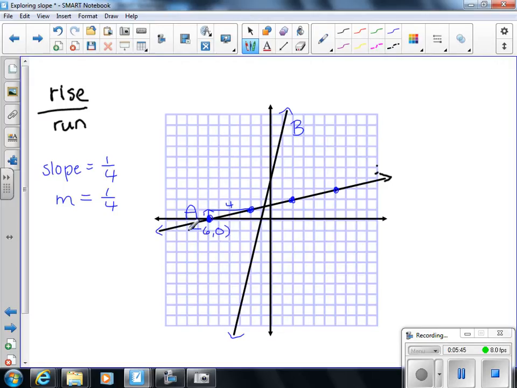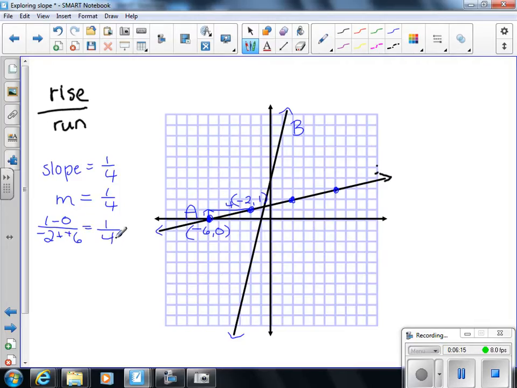-6, 0. And what's this one? -2, 1. Okay, so let's find the change in y. Which ones are my y's? 0 and 1. So let's do 1 minus 0. And your change in x's? I started with a 1, so I have to start with a -2 minus -6. Very good. I get 1 over 4.